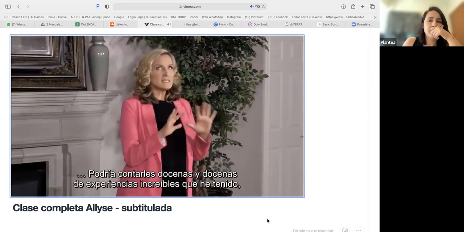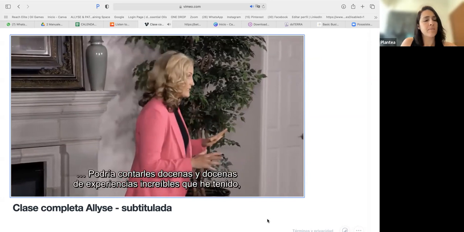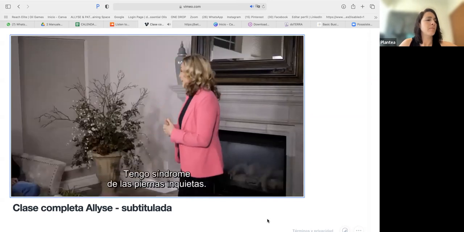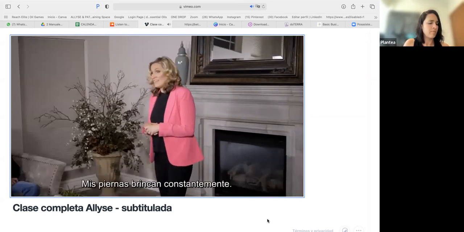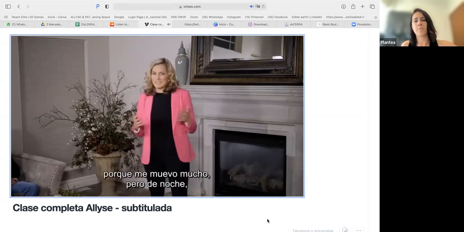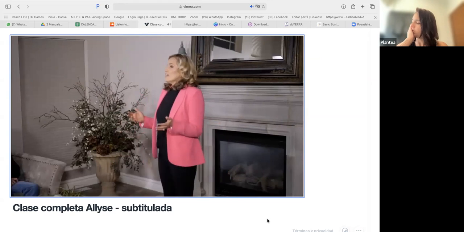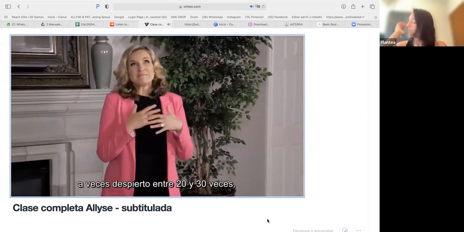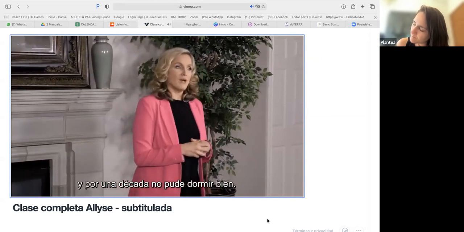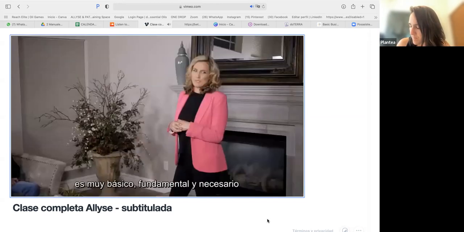So I could literally tell you dozens and dozens of great experiences that I've had, but I'm going to pick just two with essential oils. Number one, I have what's called restless leg syndrome. And that means that my legs are constantly jumping. And during the day, it doesn't bother me because I'm moving around a lot. But at night, I get woken up like sometimes 20, 30 times a night. And for a decade, I did not sleep well.